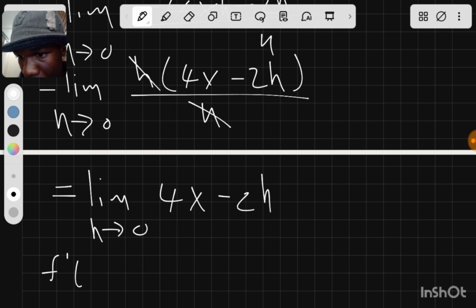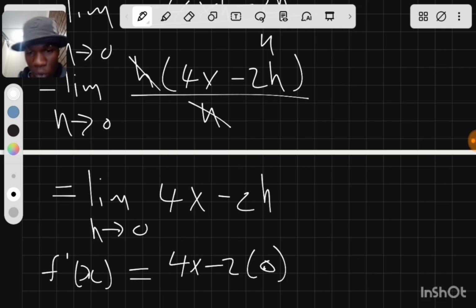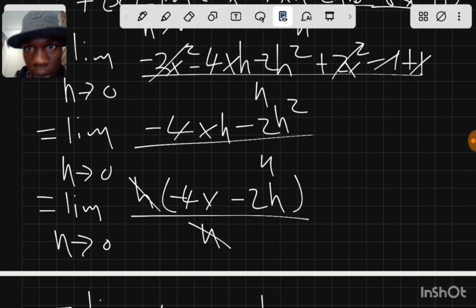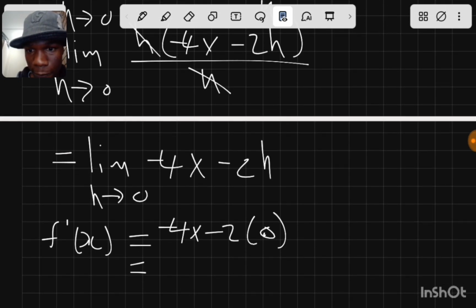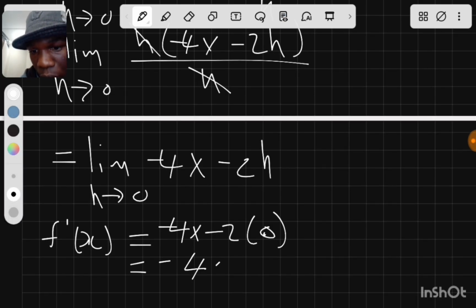f prime of x is going to be 4x minus 2 times 0. When you substitute 0, you no longer write that h approaches 0, guys. You just substitute there. So our final answer will be, let me check, I think there was some mistake. It's only here and here. So our answer here will be negative 4x.